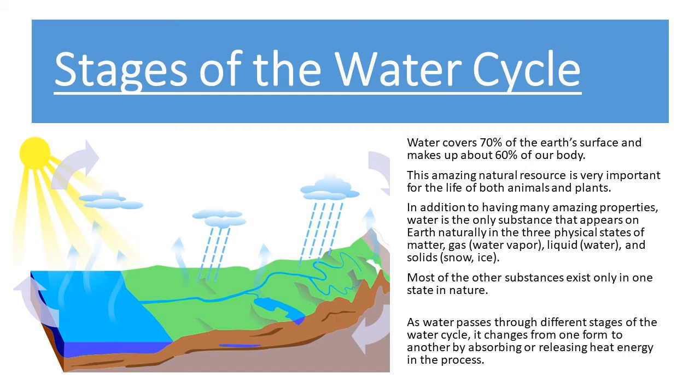In addition to having many amazing properties, water is the only substance that appears on Earth naturally in the 3 physical states of matter: gas as water vapour, liquid as water, and solid as ice or snow. Most of the other substances exist only in one state in nature. As water passes through the different stages of the water cycle, it changes from one form to another by absorbing or releasing heat energy in the process.